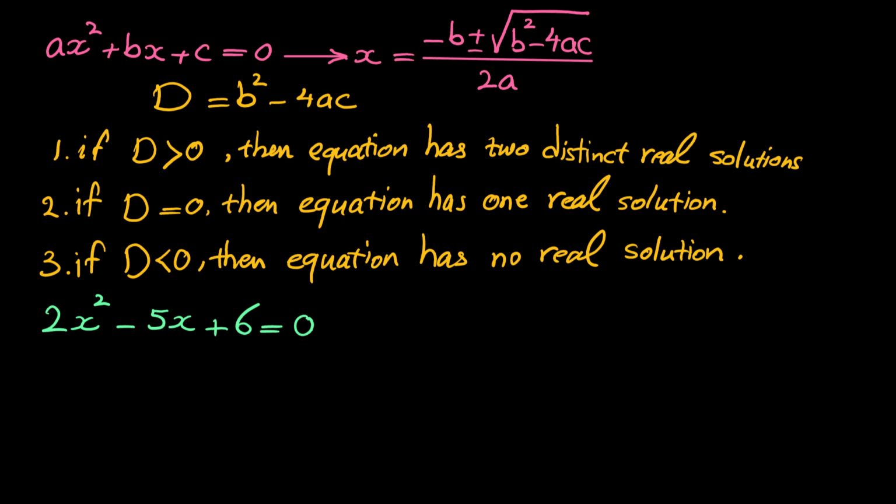In this video, we want to use the discriminant to determine how many real solutions the quadratic equation has. Let me remind you, a quadratic equation in general form is in the form of ax to the 2 plus bx plus c equals 0. This is the general form of a quadratic equation.